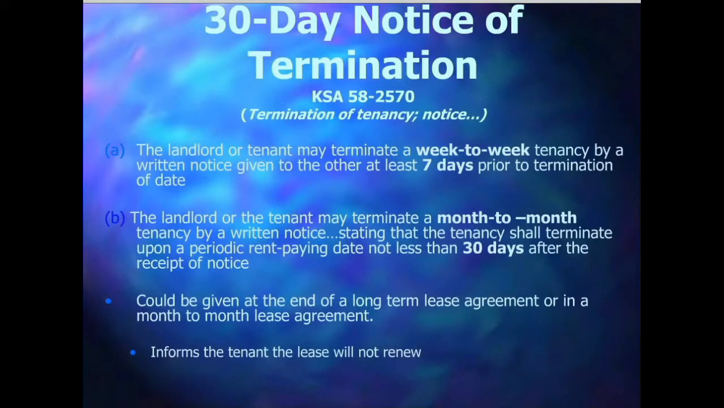Under B, the landlord or tenant may terminate a month-to-month tenancy by a written notice, stating that the tenancy shall terminate upon a periodic rent-paying date not less than 30 days after receipt of notice. So when your rent is due 30 days after, if you want to leave or break your lease, you have to give your landlord 30 days.